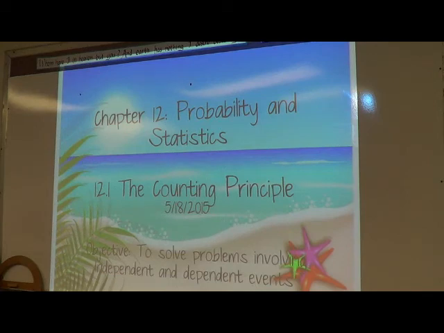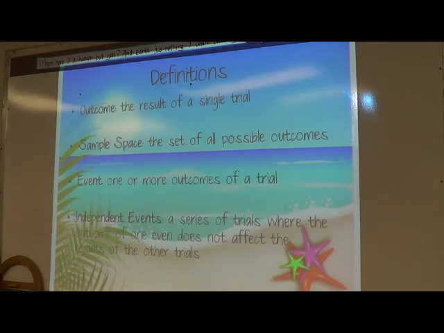Okay, so today we are moving on to both sections 1 and section 3 of chapter 12, because they're both pretty short. Section 1 especially is short because the counting principle is very easy to cover, so I decided to combine it with the probability section. So let's talk about some definitions first with probability.